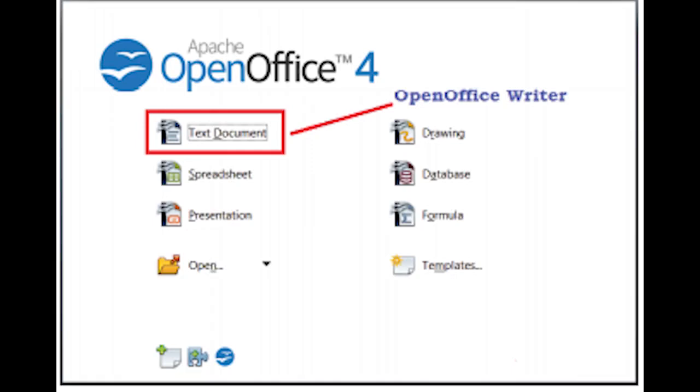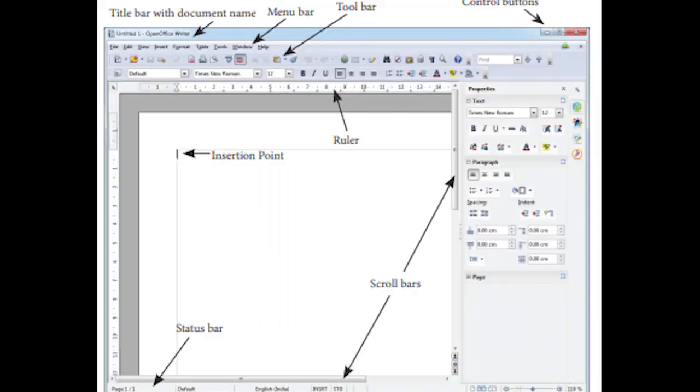In that screen it will be written Apache OpenOffice, and inside that it will have text document, spreadsheet, presentation, drawing, database, formula; whatever you need you can select. This OpenOffice Writer is a text document, so you will select text document. In this text document also you will click it twice, and then a page will be opened, that will be the text document. Here you can go to File, then New, and select a new text document.